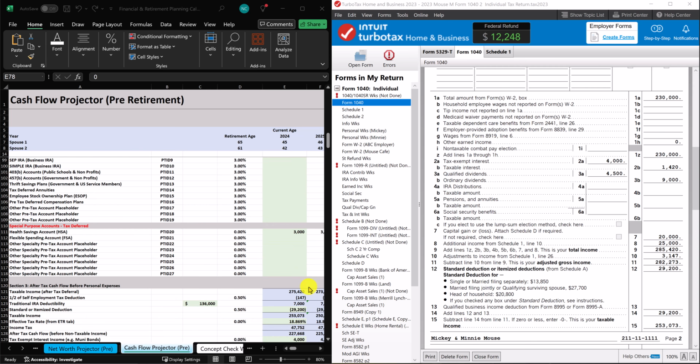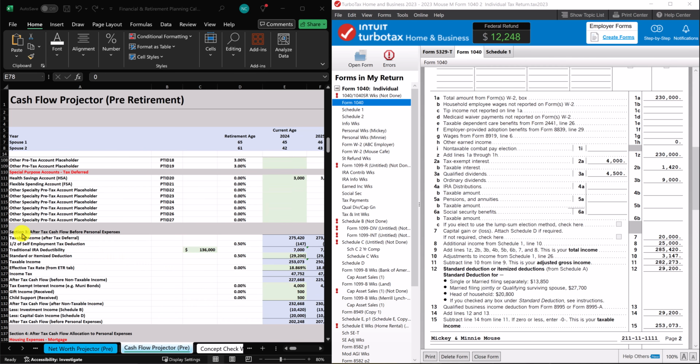Okay, we are now ready to go down here to Section 3, After-Tax Cash Flow Before Personal Expenses. Alright, the first line item is taxable income after tax deferral, but it's before a couple of other adjustments that we have to make right here in order to get down to this line, taxable income right there, which is $253,073, and that's the number we have on our tax return for taxable income right here on line 15, $253,073. So the adjustments that we need to make to this line, taxable income after tax deferral, are as follows.